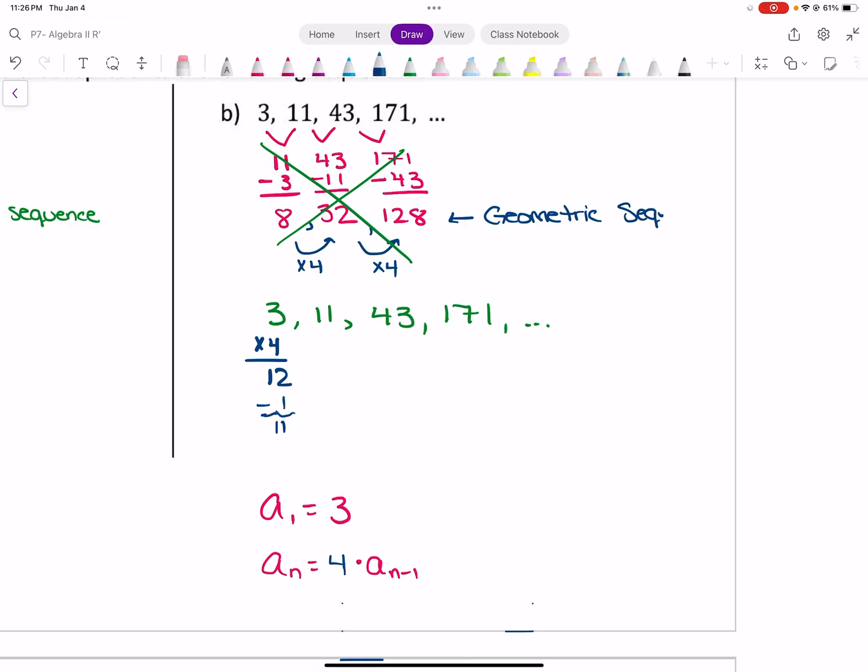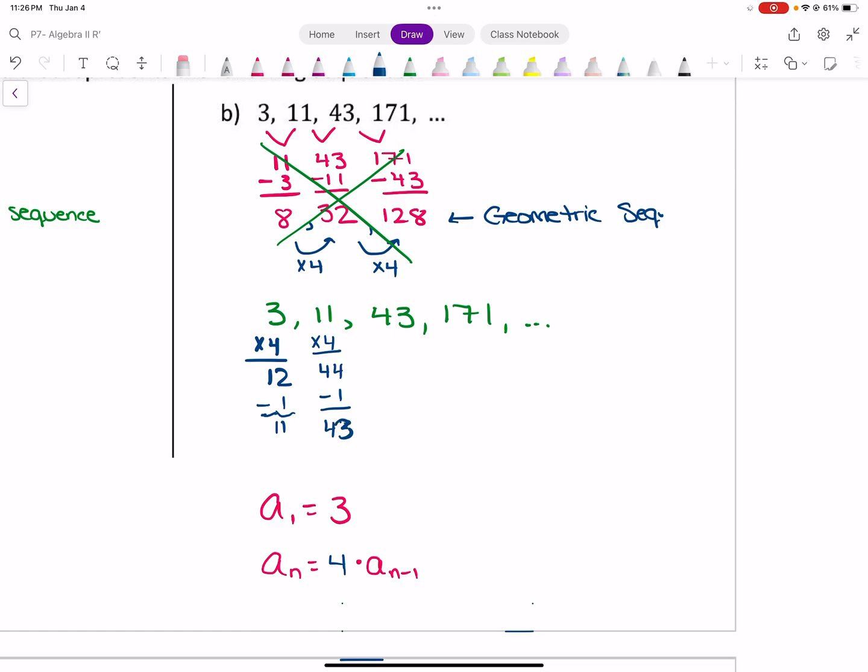So let's see if it works again. If I take the 11, times it by 4, I get 44. I really wanted the next number to be 43 in the sequence. So let's see if that same minus 1 works again. And it does, if my pen worked.